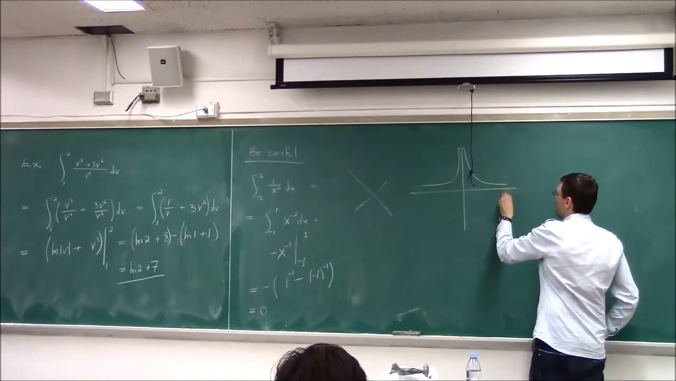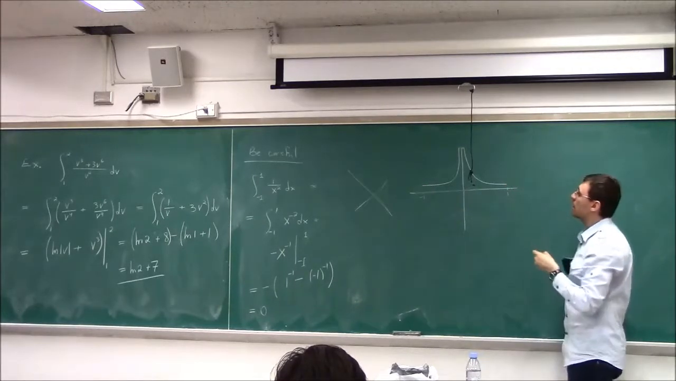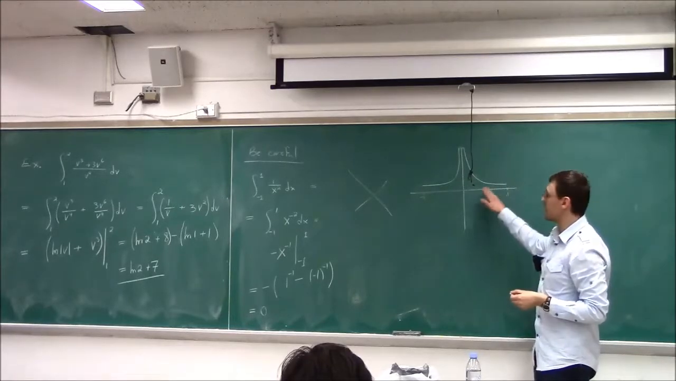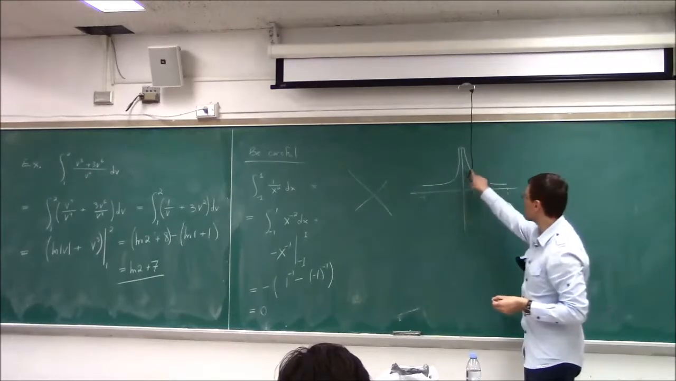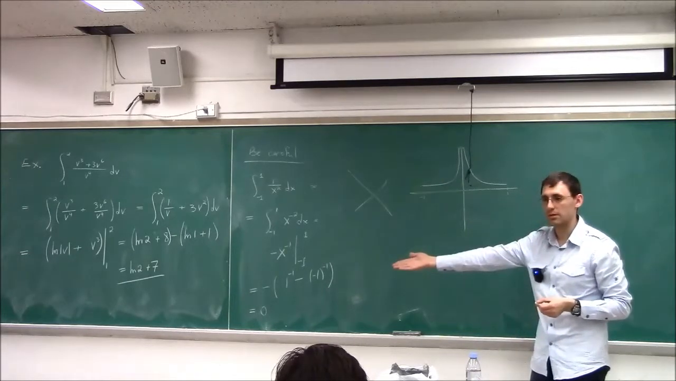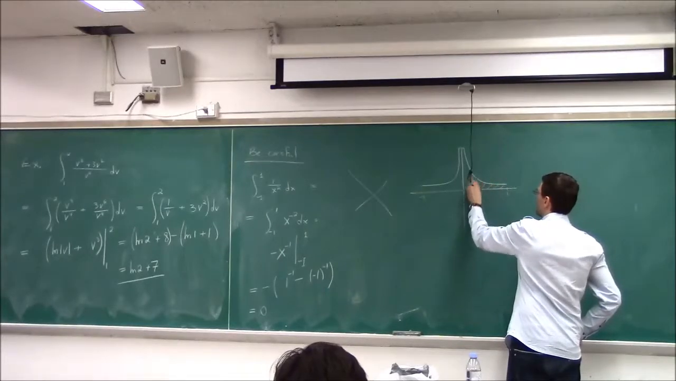This is 1. This is -1. First of all, what does it look like the area to be? Does the area look like it could be 0? You see, this is area under the curve because the graph is above the x-axis. Does it look like it could be 0? No. So it looks like something failed. What failed?